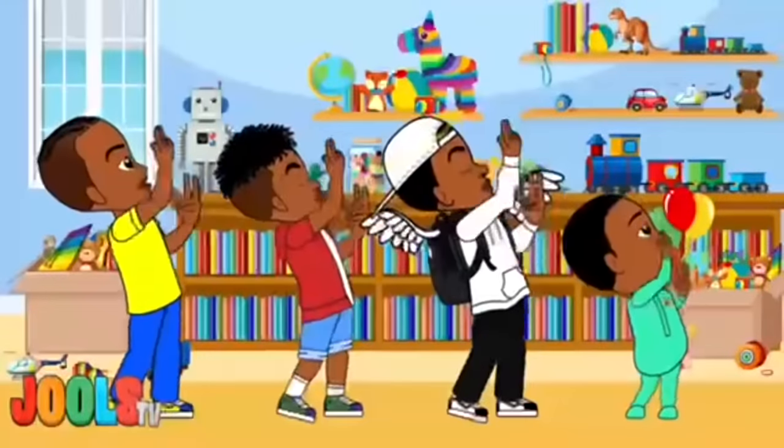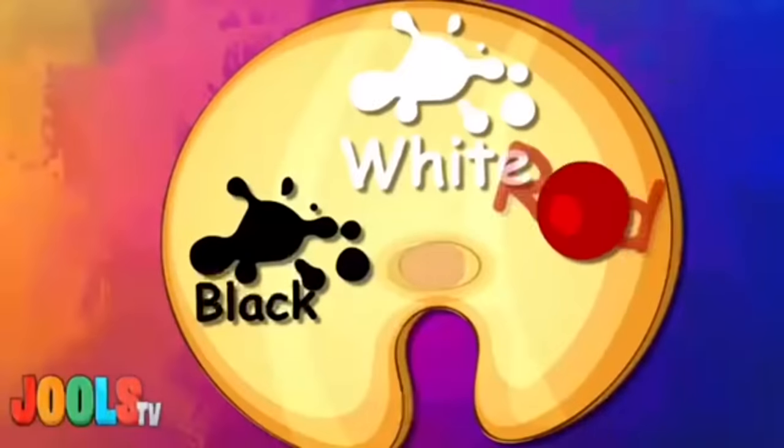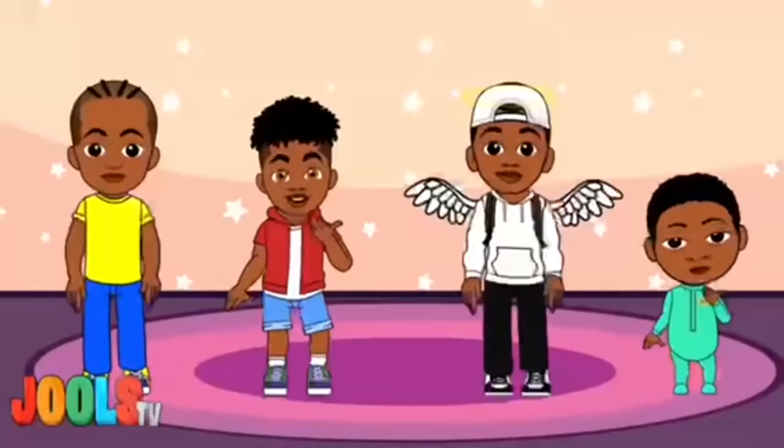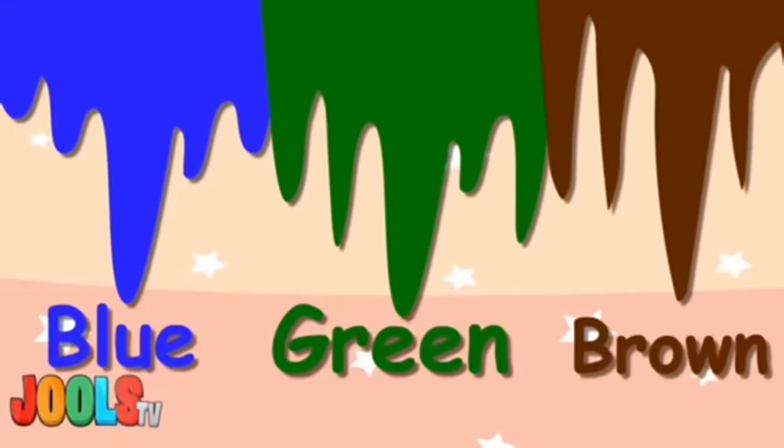Color, color, who wants to learn their colors? We got black, we got white, we got red, we got others. Color, color, who wants to learn them now? We got blue, we got green, we got orange, we got brown.